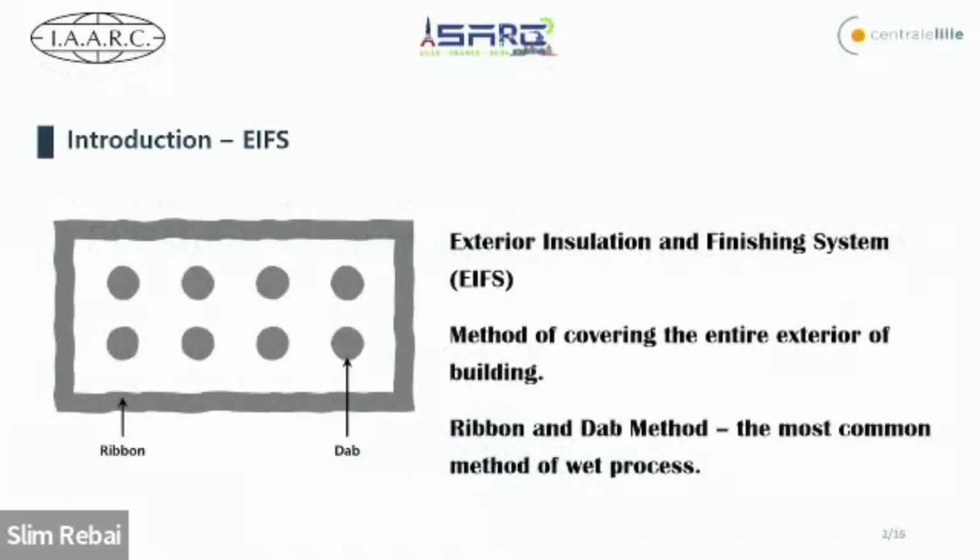Exterior insulation and finishing system, also known as EIFS, is a method of covering the entire exterior of a building. And this figure, the object of our study, ribbon and dab, is one of the popular methods for adhering insulation to the wall.